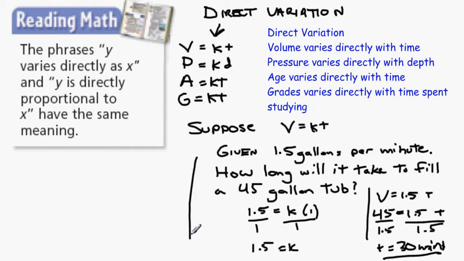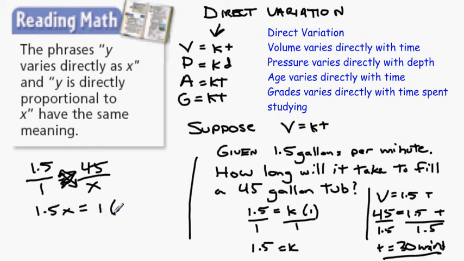Now, another method you could use to solve this would be through equivalent fractions. So I could say 1.5 gallons per 1 minute is the same as 45 gallons per x minutes. So I have equivalent fractions. When you have equal fractions, you can cross multiply. That's called cross products. We'd go 1.5 times x is equal to 1 times 45. So 1.5x equals 45, and again, I would divide both sides by 1.5 to find out what that x is.